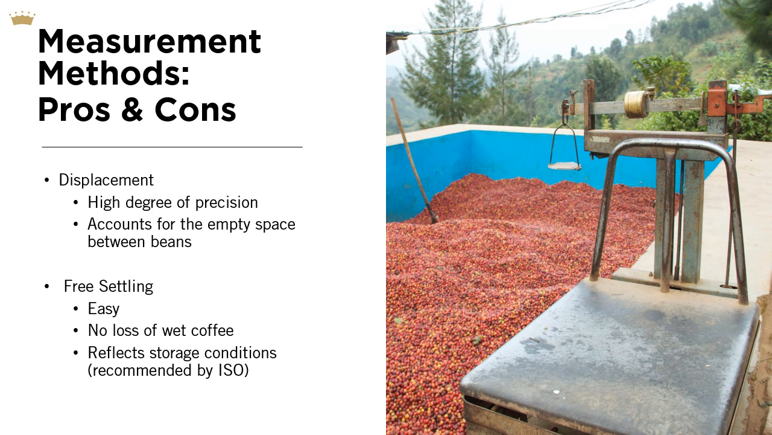If you think about this practically, in a theoretical sense, if you're measuring your green coffee's density using displacement, you might be able to fit 70 kilos of coffee into a 60-kilo jute sack, but we know that that isn't necessarily possible because displacement does not account for the empty space between the beans, which will not behave like that in a real-world scenario.